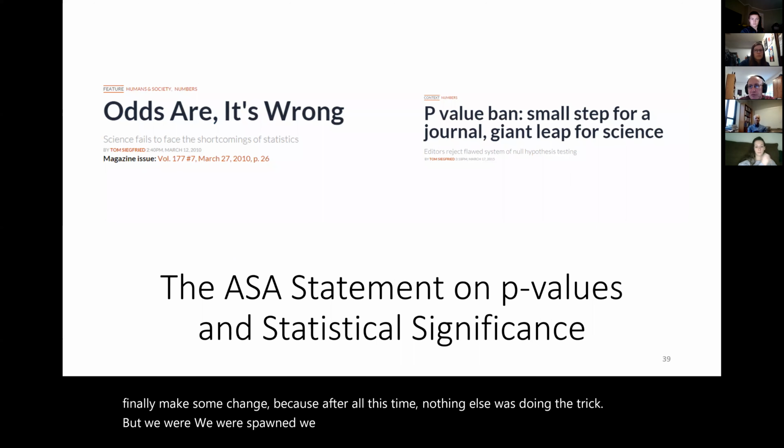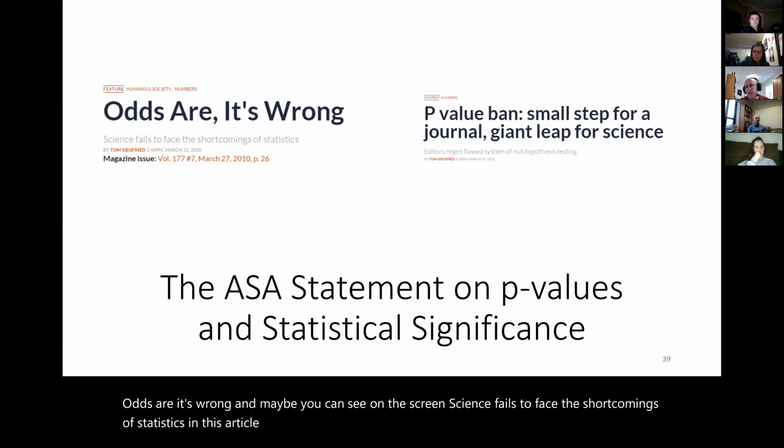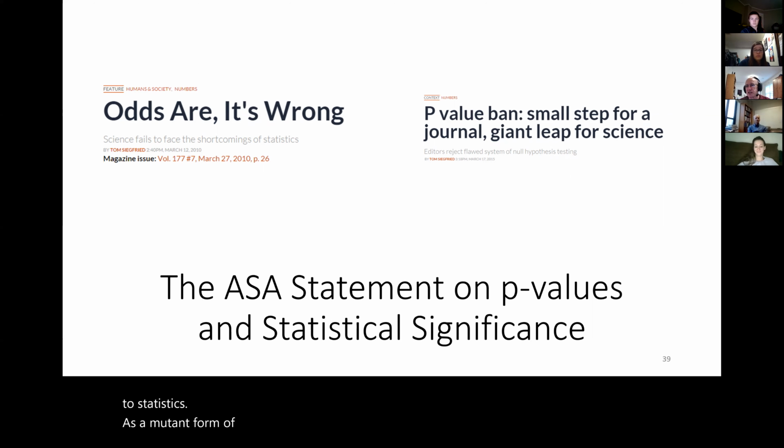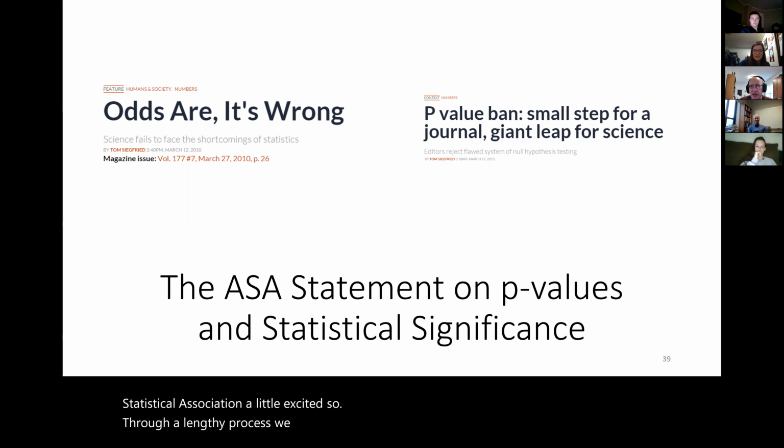challenged into action by articles like the one here, "Odds Are, It's Wrong," and maybe you can see on the screen, "Science Fails to Face the Shortcomings of Statistics." In this article, the author, Tom Siegfried, throws all of statistics under the bus because of problems with p-value and statistical significance. And oh, by the way, he referred to statistics as a mutant form of math, which, you know, kind of gets a guy who's the executive director of the American Statistical Association a little excited. So through a lengthy process, we developed the ASA statement on p-values and statistical significance.